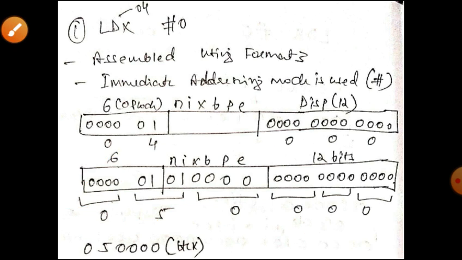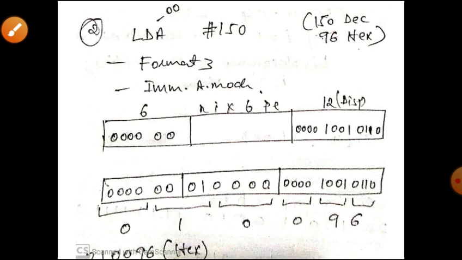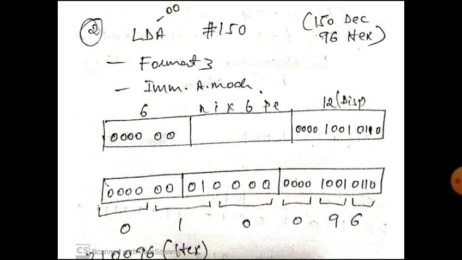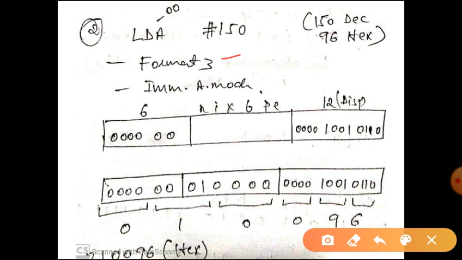Now we will move to the next instruction. In the program, the next instruction is LDA #150. Again, you have to see whether there is a plus or no plus. So it will be based on format 3. Since we have hash, it is immediate addressing mode. I also told that these values will be in decimal. You better write down the hexadecimal representation.